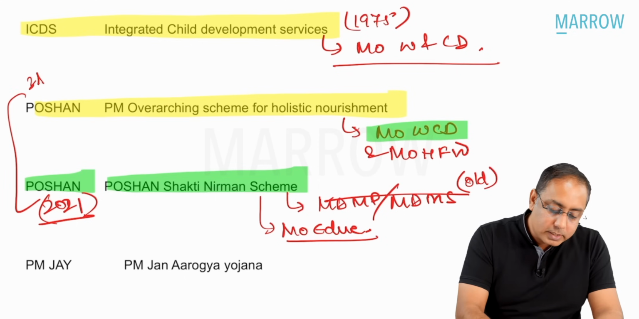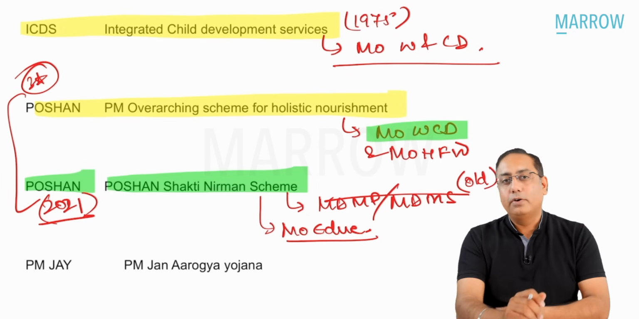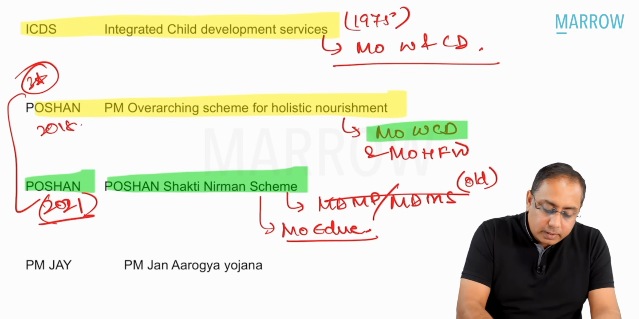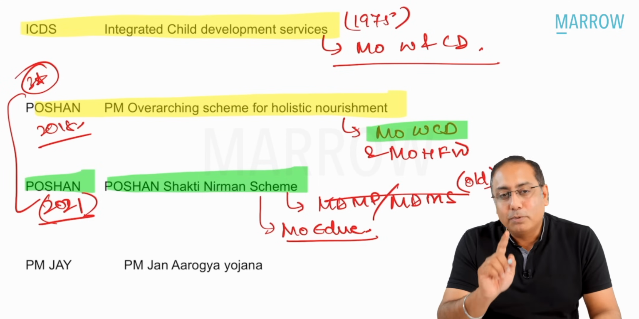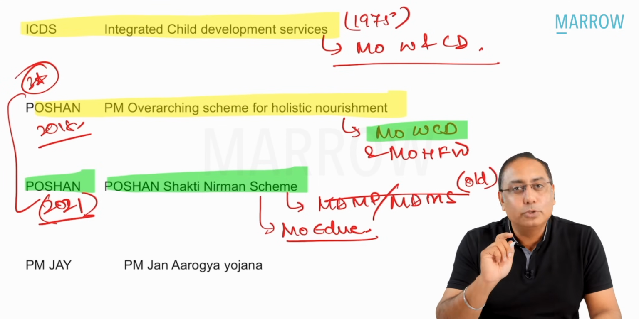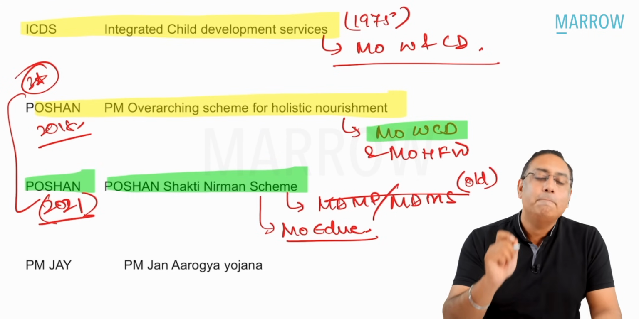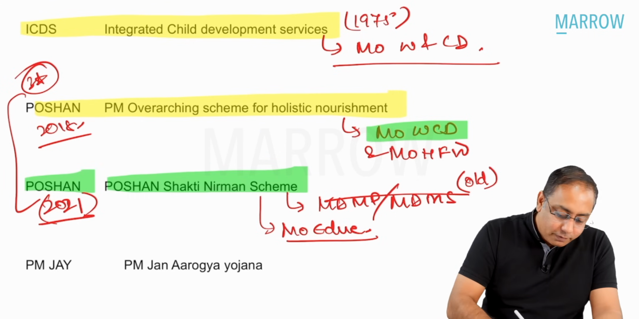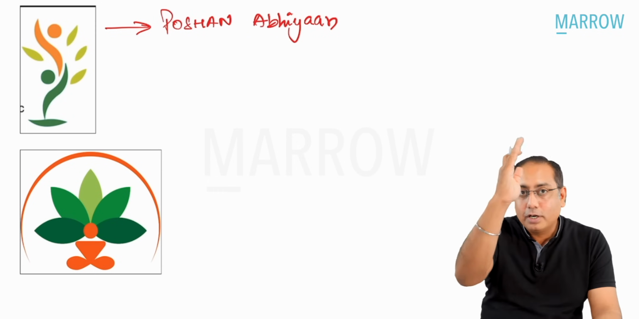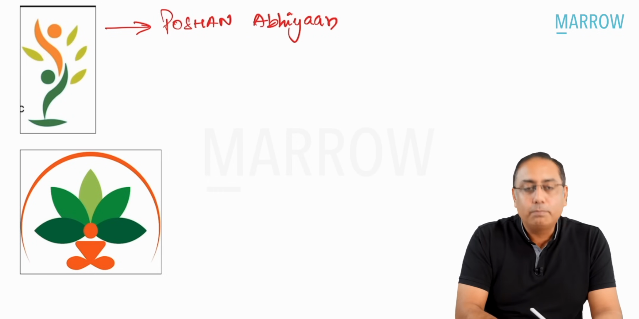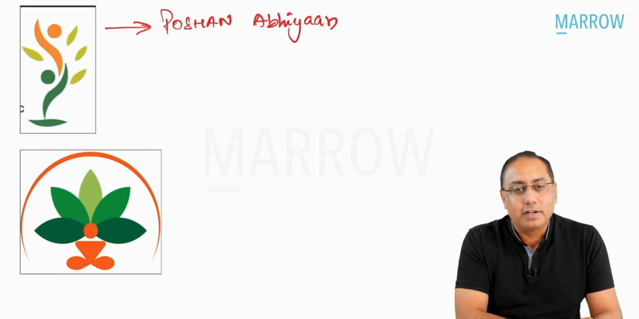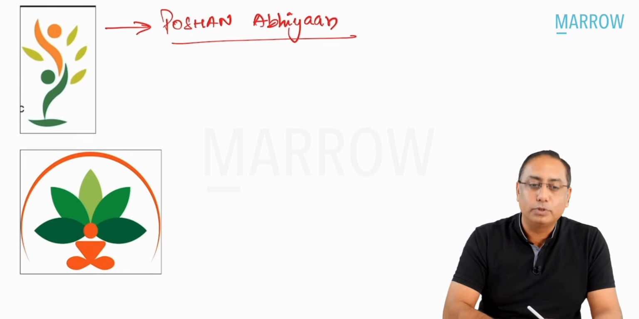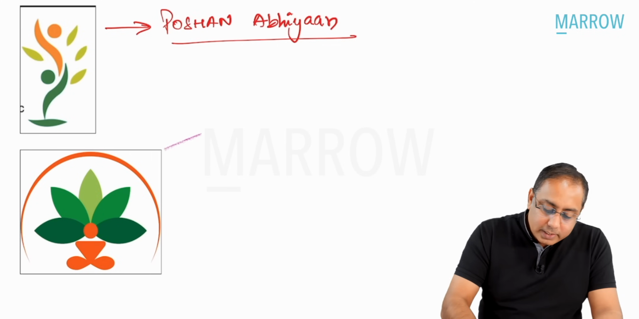These both are 3-star MCQs. They can come in your exam because Poshan Abhiyan was started in 2018 by the Ministry of Women and Child Development, and the Poshan Shakti Nirman Scheme, say with me, Poshan Shakti Nirman Scheme was started in 2021 by the Ministry of Education. This curved symbol, remember, is for Poshan Abhiyan, the Prime Minister's Overarching Scheme for Holistic Nourishment.